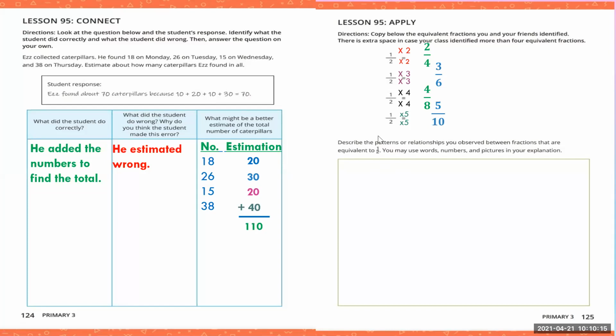Now I want you to recognize the pattern of these equivalent fractions to half. What do you notice? Think with me. What do you notice? Here, all equivalent fractions. What is the relation between numerator and denominator?